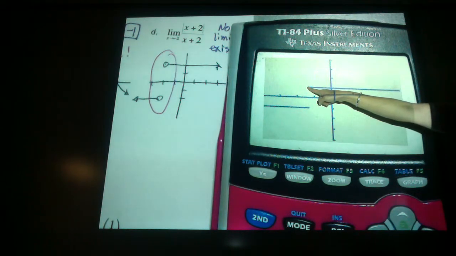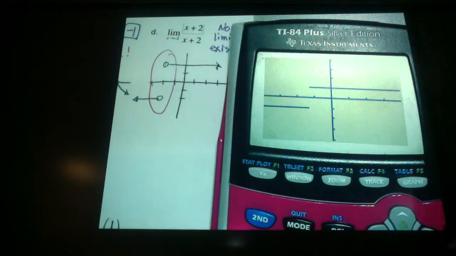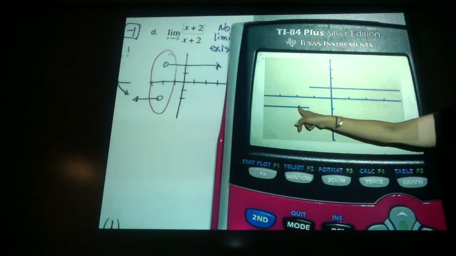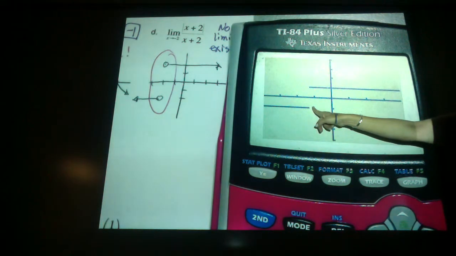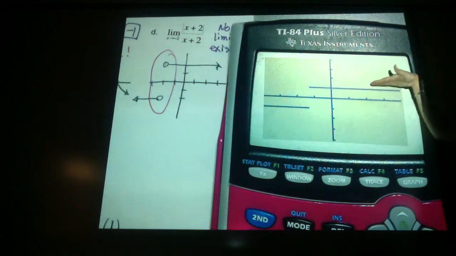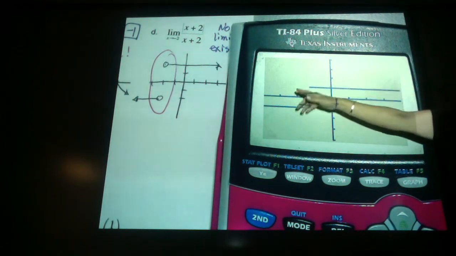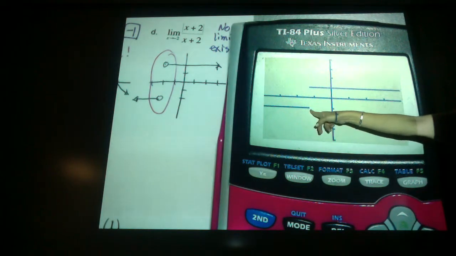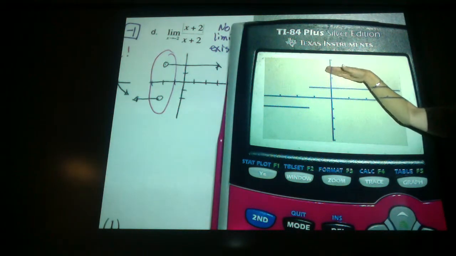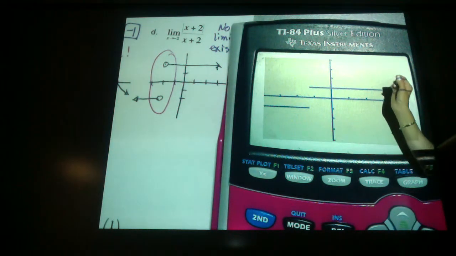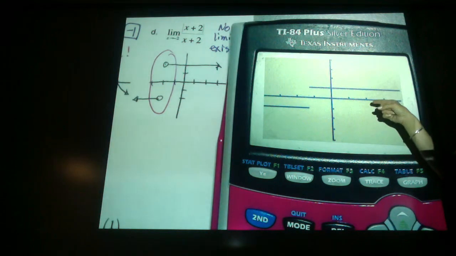What is it? 1. As it approaches from this direction, what is the value? Negative 1. Do you see how this is your right-hand limit. The right-hand limit is positive 1. The left-hand limit is negative 1. If the right-hand limit and the left-hand limit do not agree, the limit does not exist.